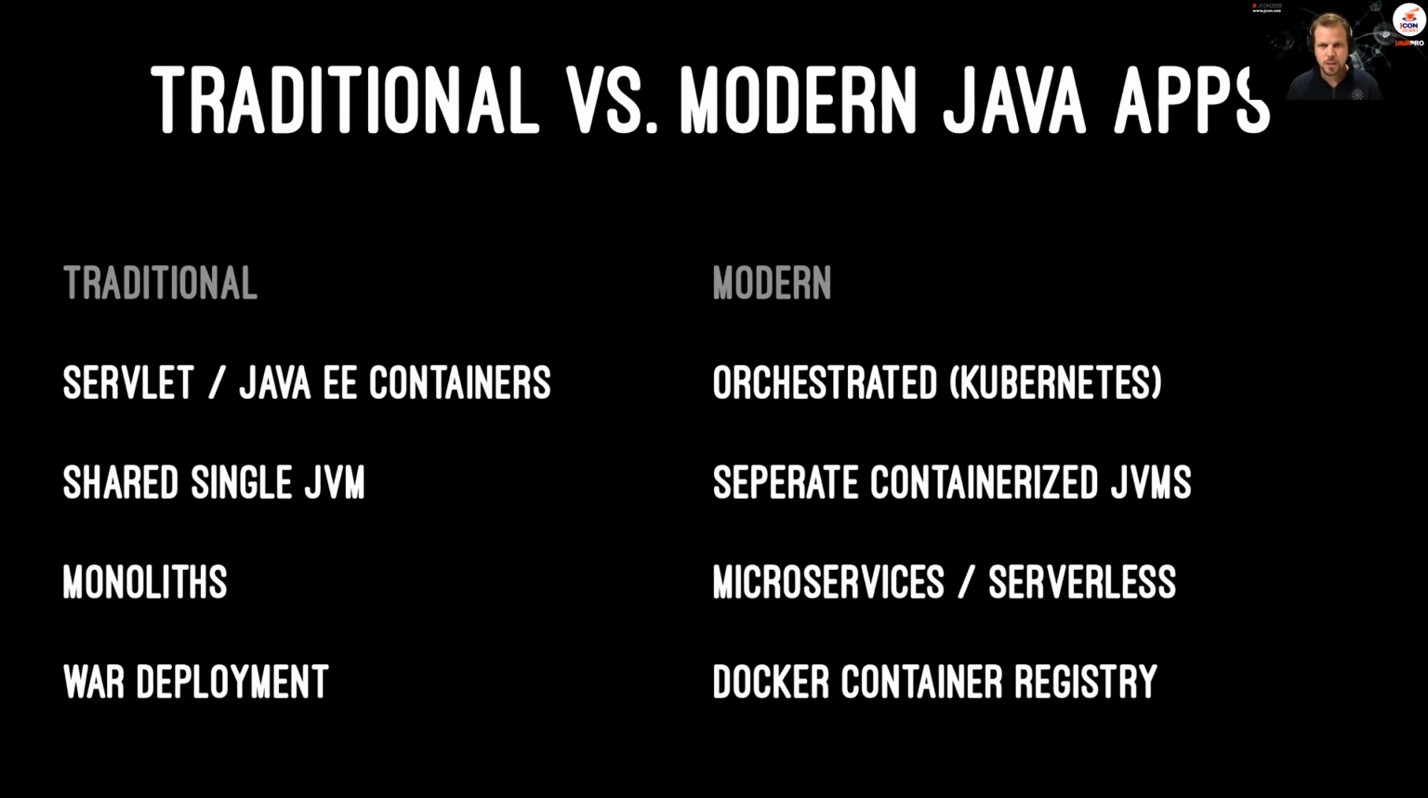So as I mentioned, in this kind of traditional versus modern apps scenario, we have your traditional approach being with servlet Java EE containers using a single shared VM. And on the right-hand side, you have an orchestrated layer with separated containerized Java virtual machines. Typically, traditional applications are built as monoliths and deployed as WAR files, whilst modern applications are quite often published to container registries, whether that be Oracle's one or whoever's one.